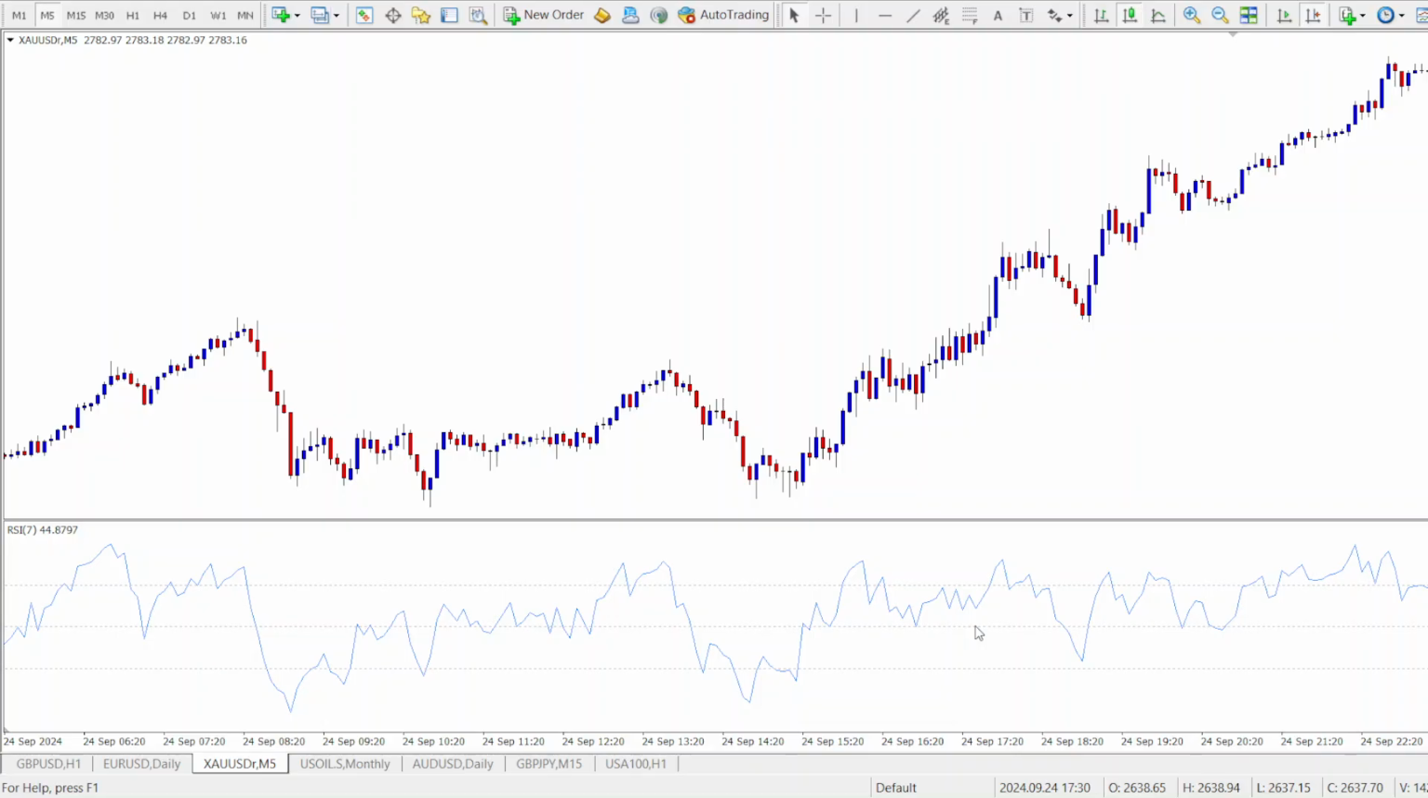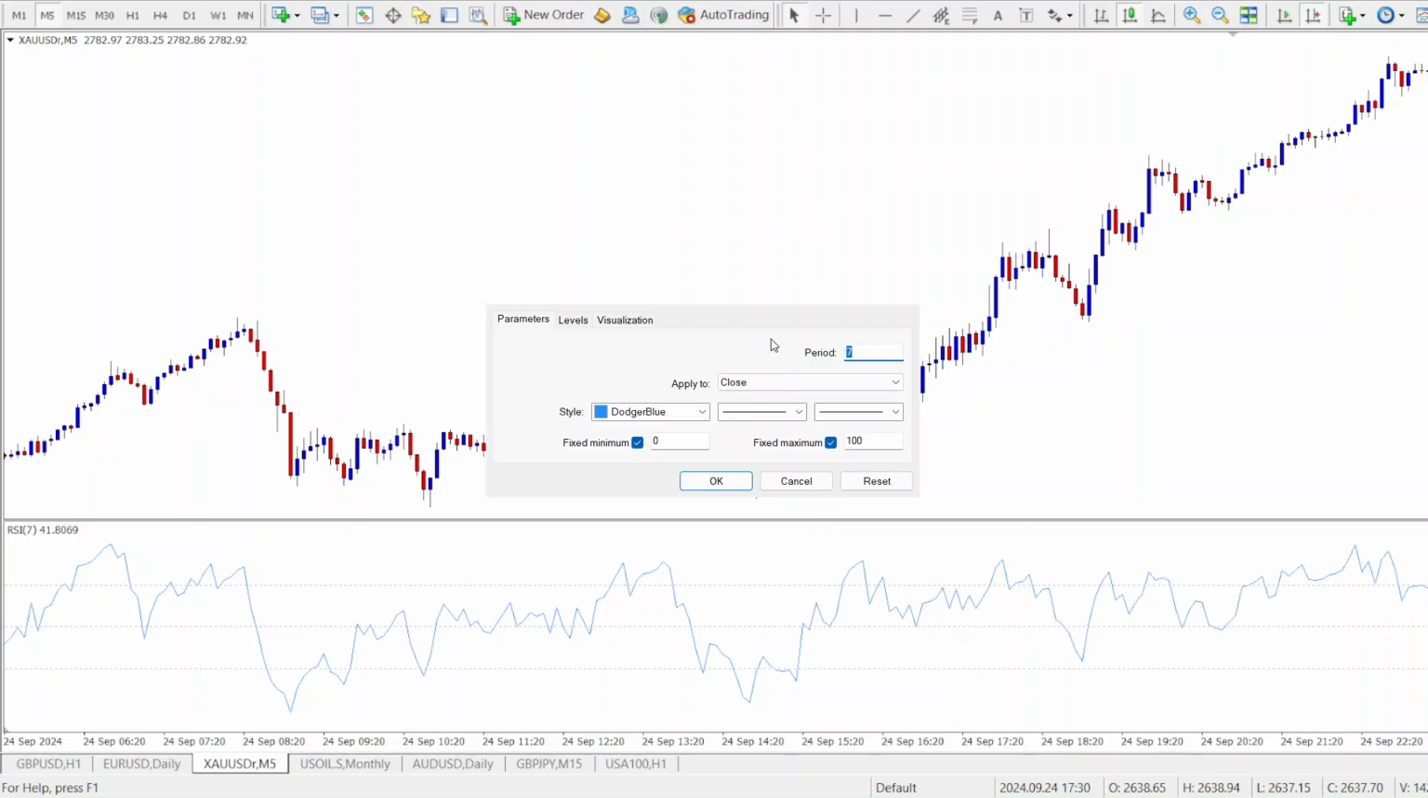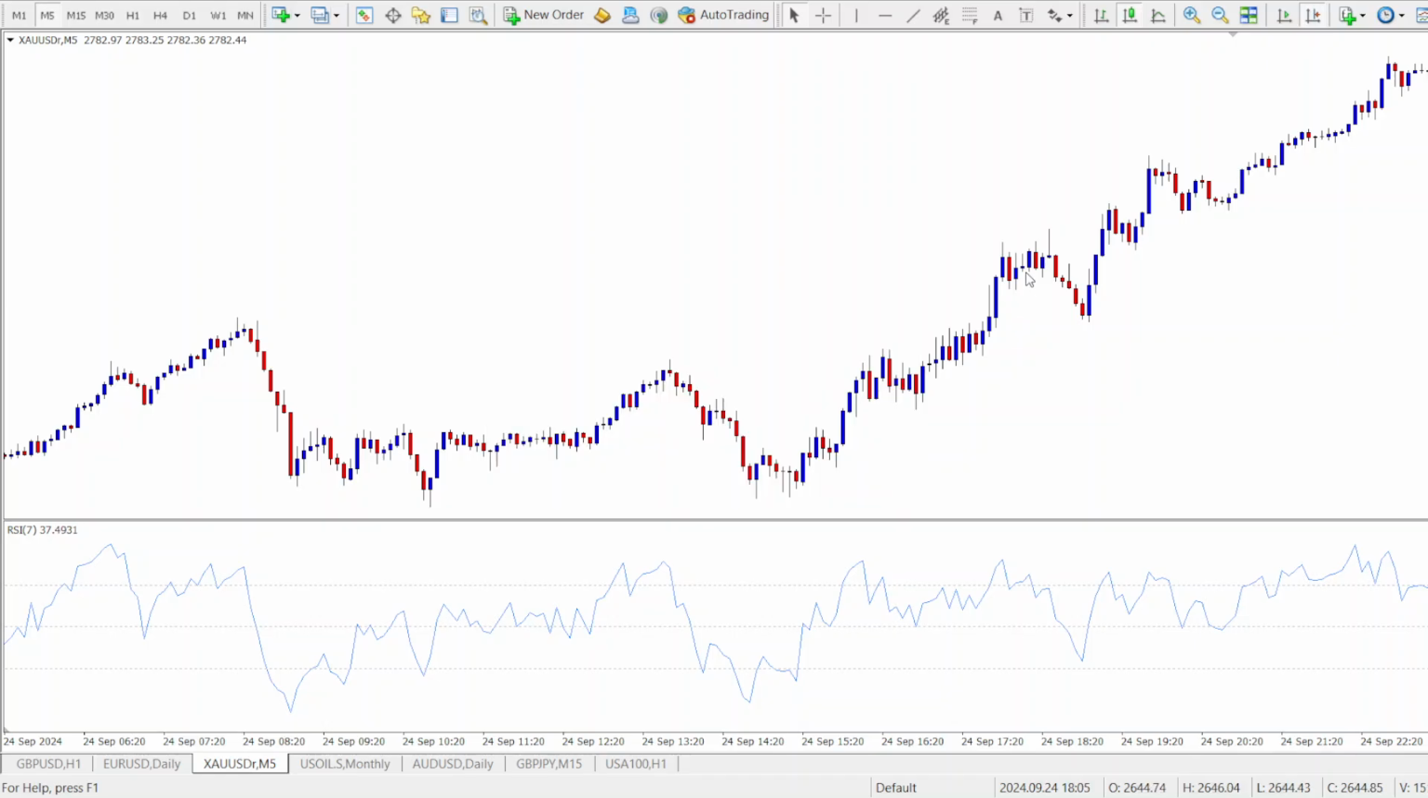However, it's essential to find the right balance to avoid false signals, because the smaller the period you are using, the easier it is for false signals to be generated. So in as much as you are scalping on the 5-minute time frame, it doesn't mean that you should now use period 2 or period 3. Period 7 is okay, and you still have to watch out for false signals even while using period 7.